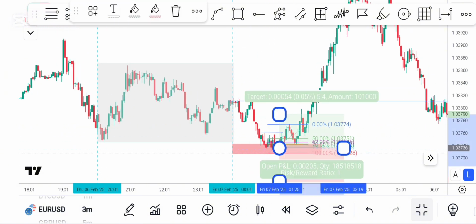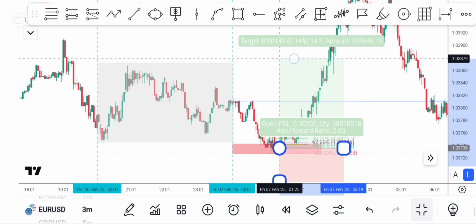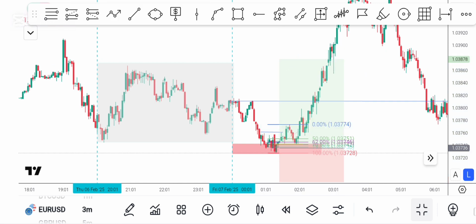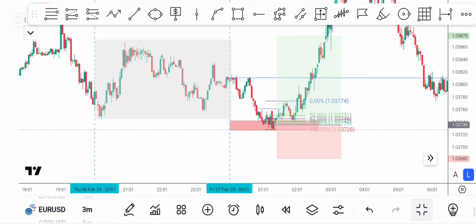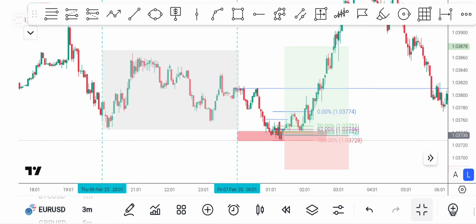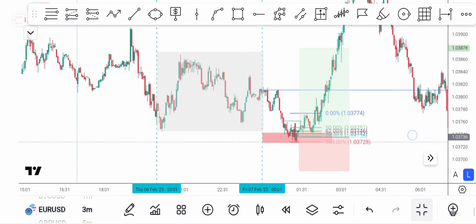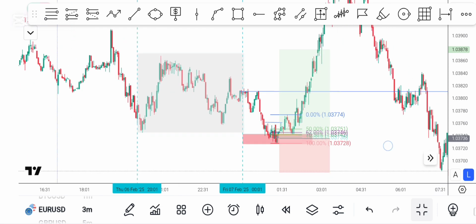See what happens if you just targeted this Asian high, which is over here, and that is about 14 pips. You will have made 14 pips as profit in the market, which actually makes a lot of sense, right? So that is a very good trade there.